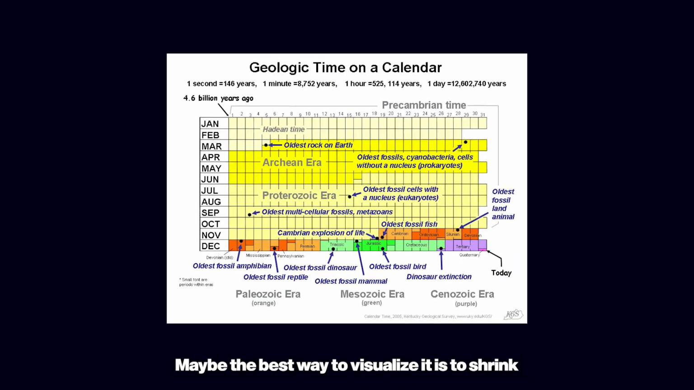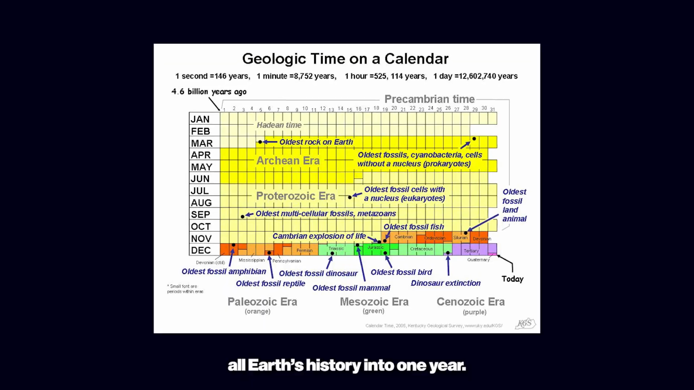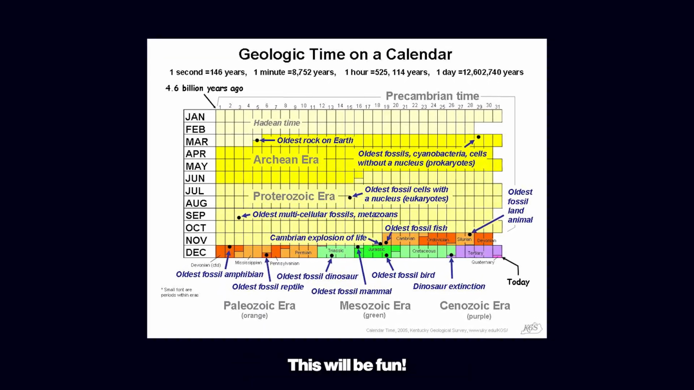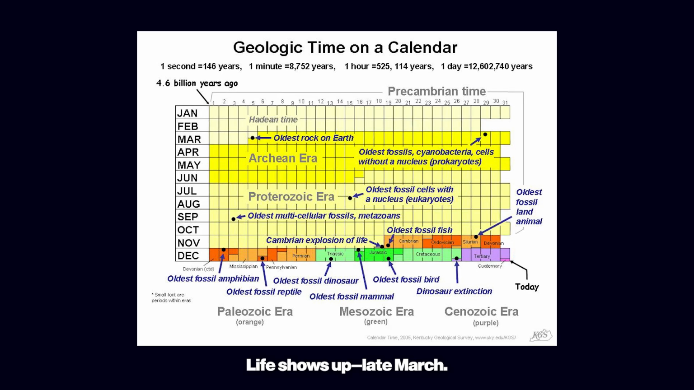Maybe the best way to visualize it is to shrink all Earth's history into one year. This will be fun. Earth forms January 1st. Life shows up late March. Multi-celled animals, mid-November. The Cambrian explosion, just before Thanksgiving. Dinosaurs show up on 13 December and are gone by December 26th.